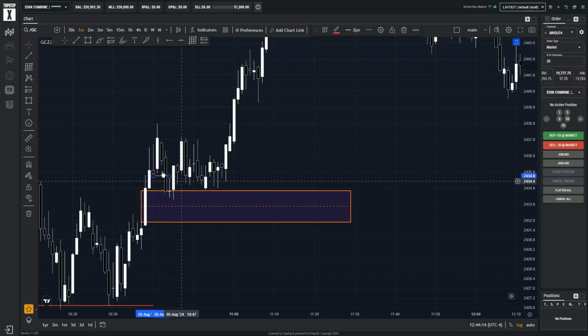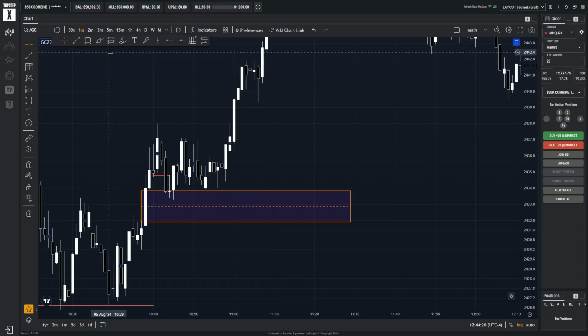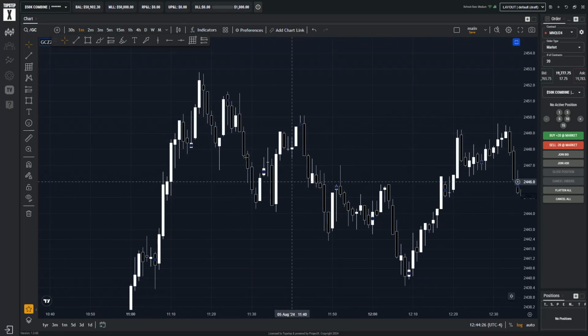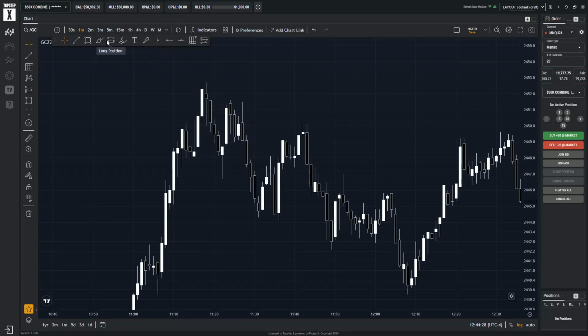We have this low right here that we do sweep, we come down, we do create this imbalance, and most likely there is a fair value gap in here too on the 30-second. If that is enough, then you take the entry. Then we come up to this peak right here.